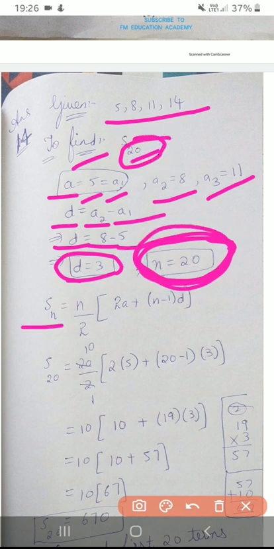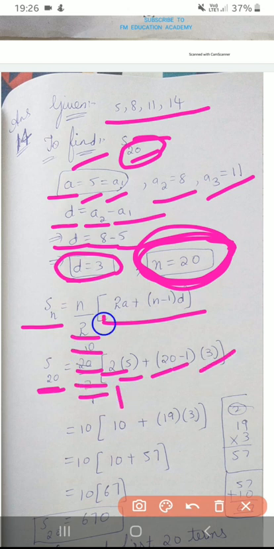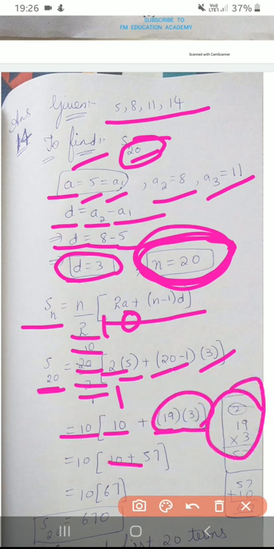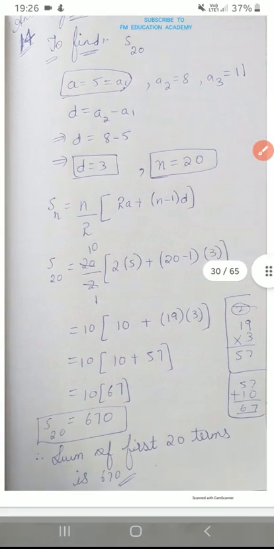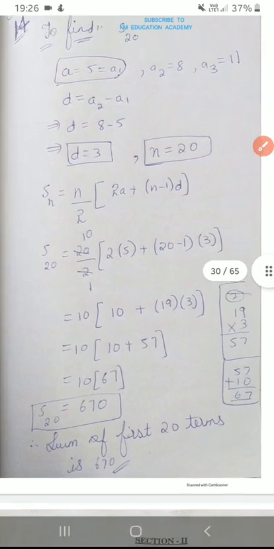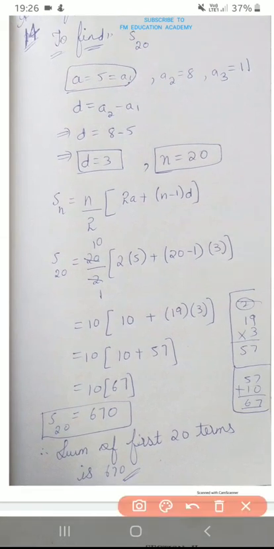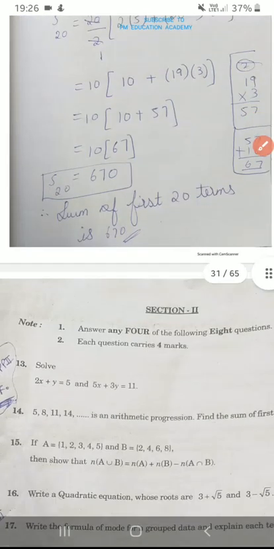So use the formula of Sn. Sn is equals to n by 2 into 2a plus n minus 1 into d. So in place of n substitute 20. S20 is equals to n is 20 by 2 into 2 into a is 5 plus n is 20 minus 1 into 3. 10 into 2 5s are 10 plus 20 minus 1 is 19 into 3. What is 19 3s? 57. So 10 plus 57 is 67. So 67 tens are 670. So we got the sum of first 20 terms as 670. See, it was such an easy question. For this question, it will give you 4 marks.